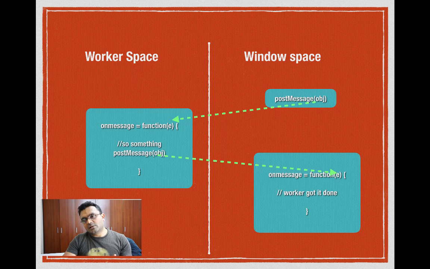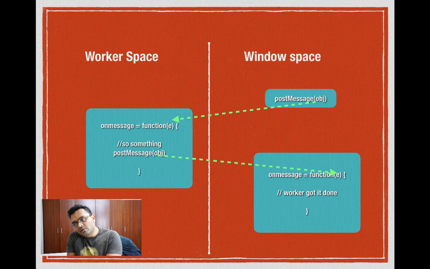If you look at this in a nutshell, you have window space and you have worker space. From window space, I'm making a postMessage and passing an object, and on the worker space, it would receive that message, and in the callback function, it would use that object to do something. It could be adding or doing some complex calculation. In the end, it would have some result, and it would send the message back to the page using postMessage.